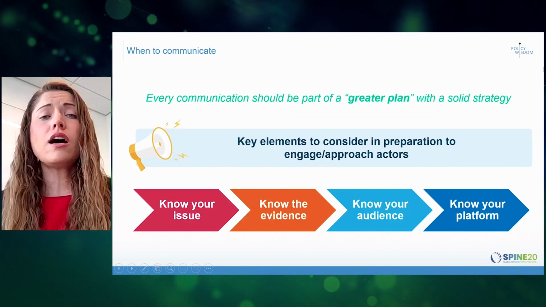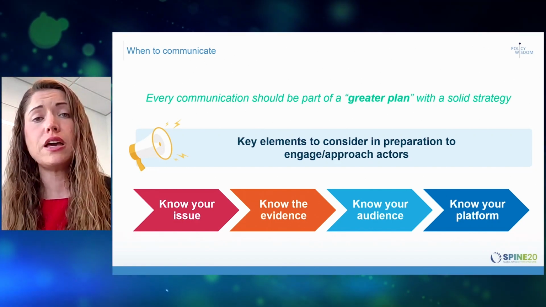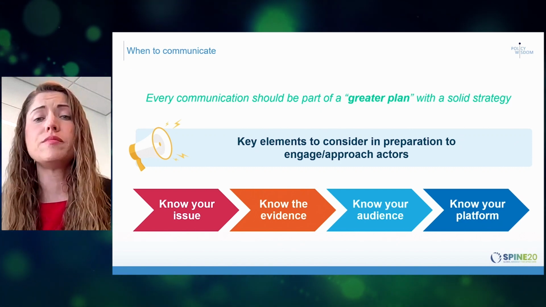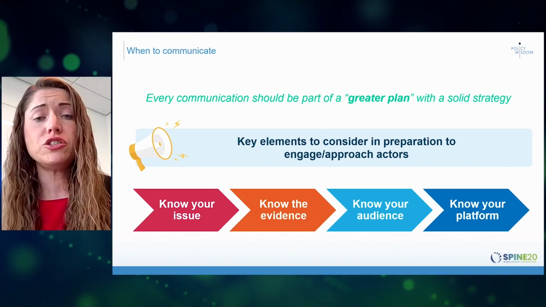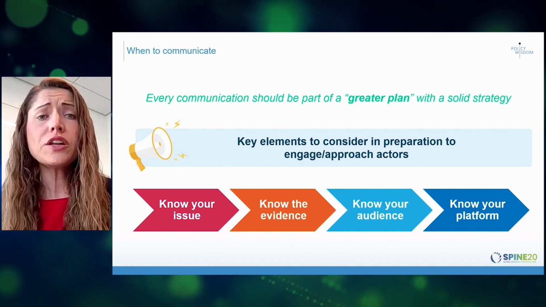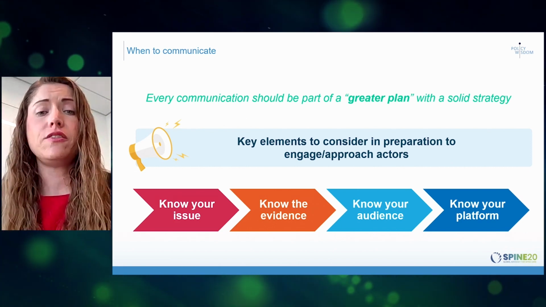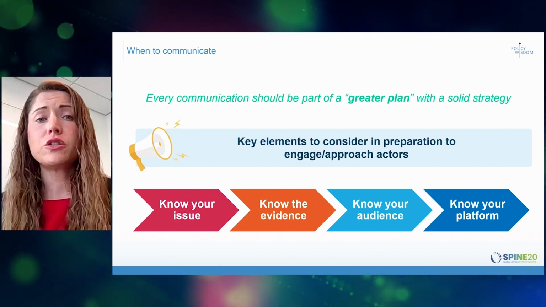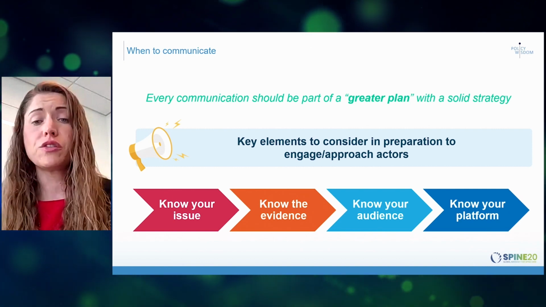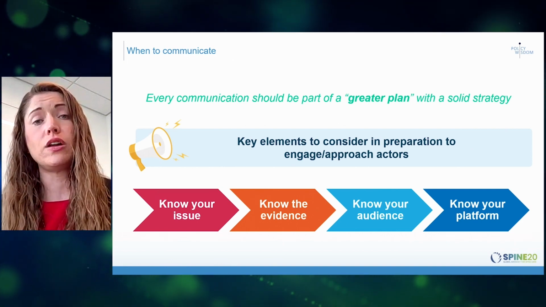And so with that said, every communication should be part of a greater plan with a solid strategy. Of course, that strategy being initiated by your objective, the purpose of your advocacy. And so there are key elements to consider in preparation to engage with the appropriate actors and stakeholders. First and foremost, know your issue, know what your objective is. Second, know the evidence. What are the facts and data to support your objective? Third, know your audience. As Ana Rita alluded to at the beginning, there's a wide universe of different organizations and stakeholders. So it's important to know who your specific audience segments are that are going to care about this issue, so you can narrow it down and focus only on them.